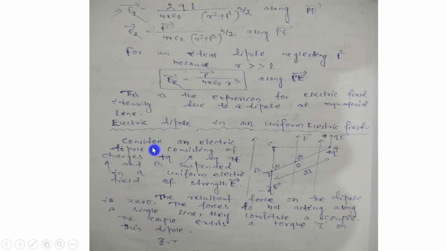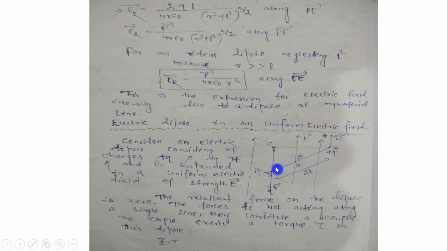Now we come to another topic, that is what happens when an electric dipole is suspended in a uniform electric field. Uniform electric field means the electric field intensity is distributed uniformly everywhere. Here we have taken a dipole AB and it is just inside a uniform electric field. The electric field intensity E is here, that means it is uniformly distributed, and it will make angle theta.